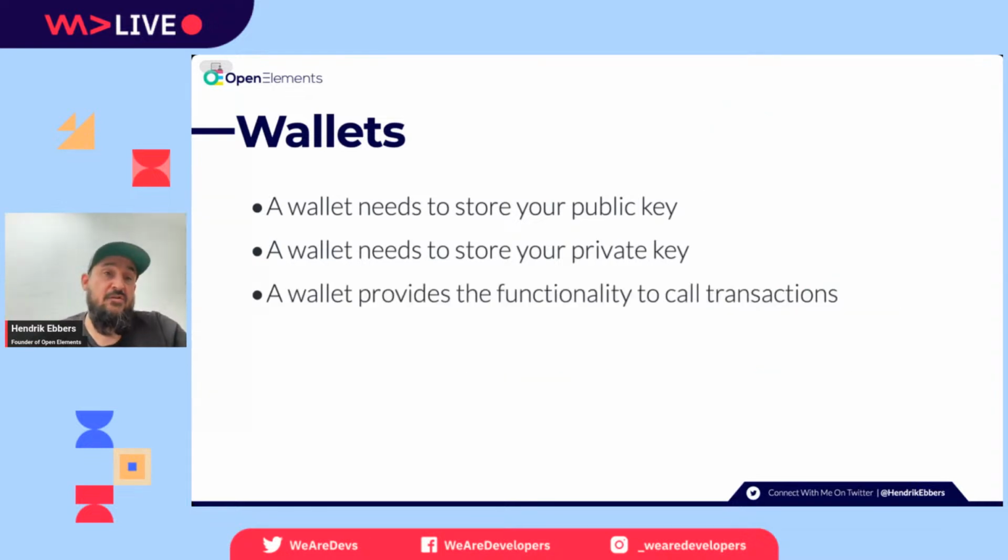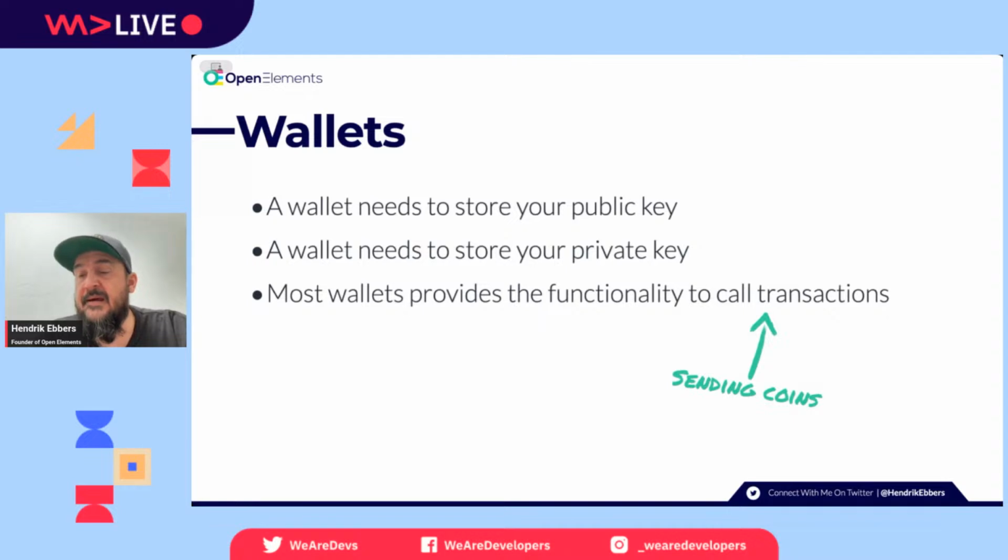So next to storing the public and private key, wallets mostly provide the functionality to call transactions. So you can use a wallet in the Bitcoin network to easily send money to another account, for example. Why do I say mostly?